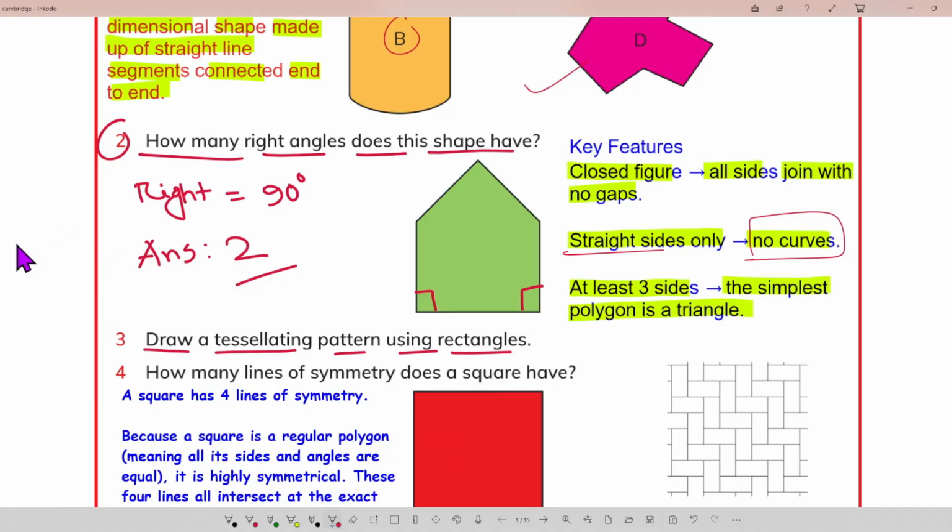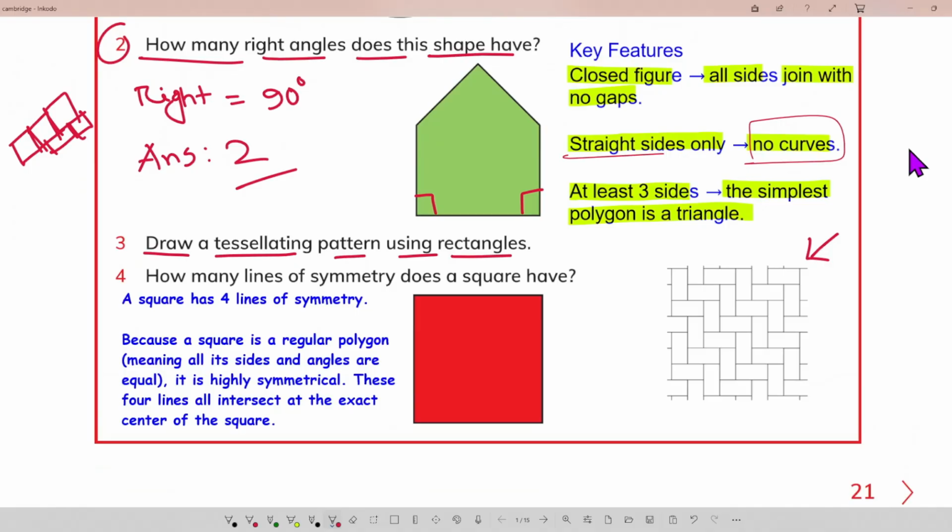So look, a tessellating pattern like this one, this one, this one, this one, it means no gap, like a brick wall. This is number 3, answer 3. Now number 4: how many lines of symmetry does a square have? A square has 4 lines of symmetry. If your question marks are 1 or 2, you just write a square has 4 lines of symmetry.